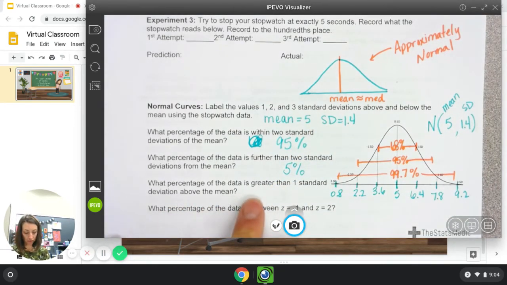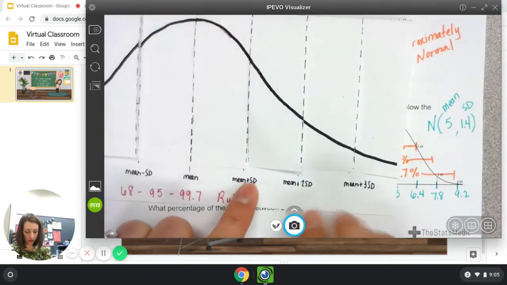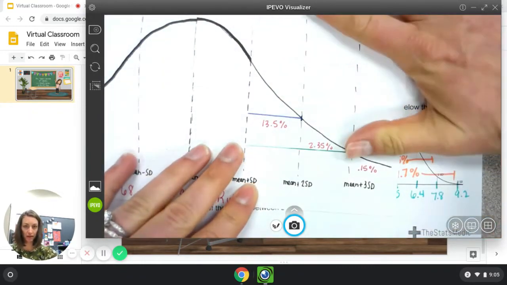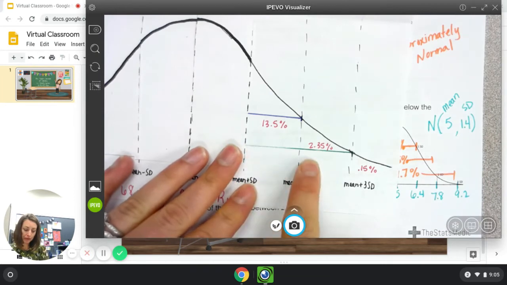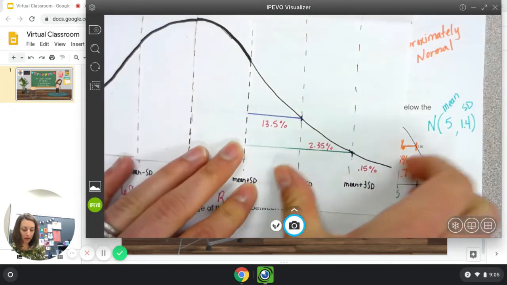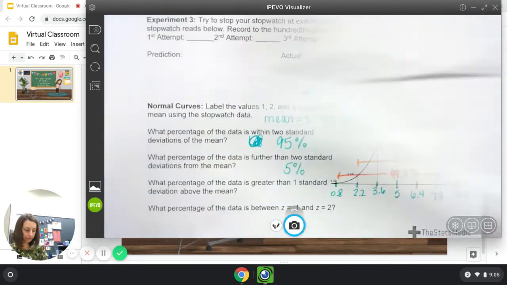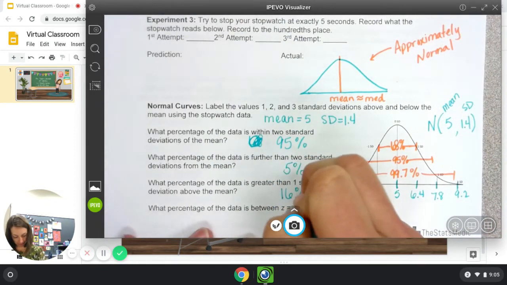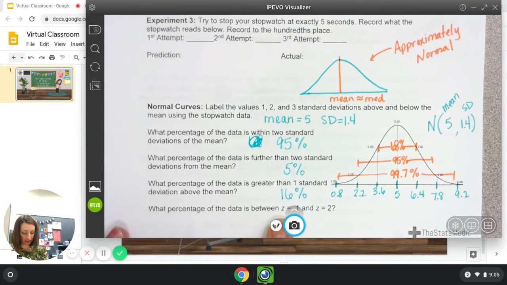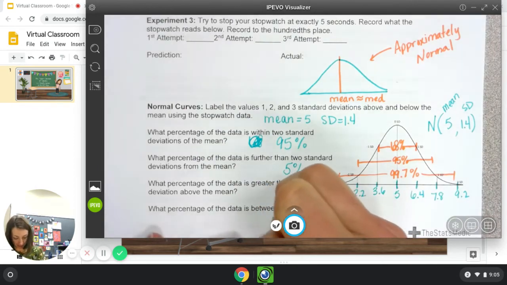What percent of data is greater than 1 standard deviation above the mean? This is where your flipbook might come in handy. So greater than 1 standard deviation is going to be this section out here. So 13.5% plus 2.35% plus 0.15% is 16%.